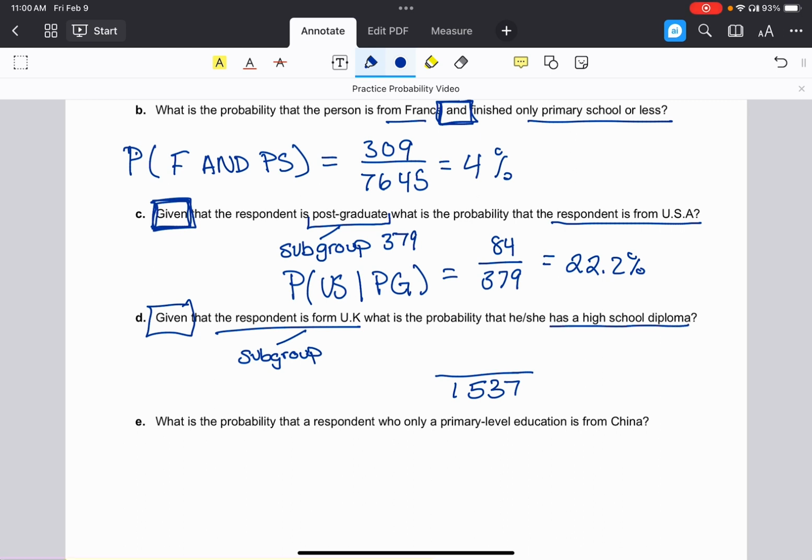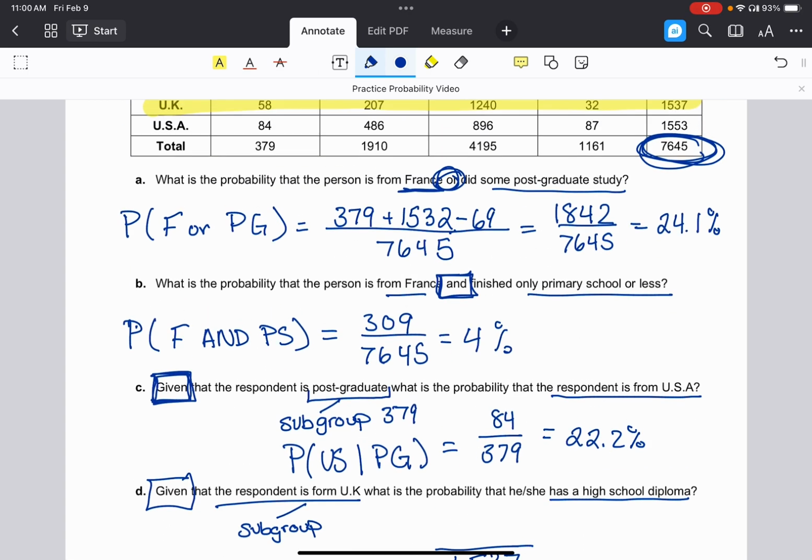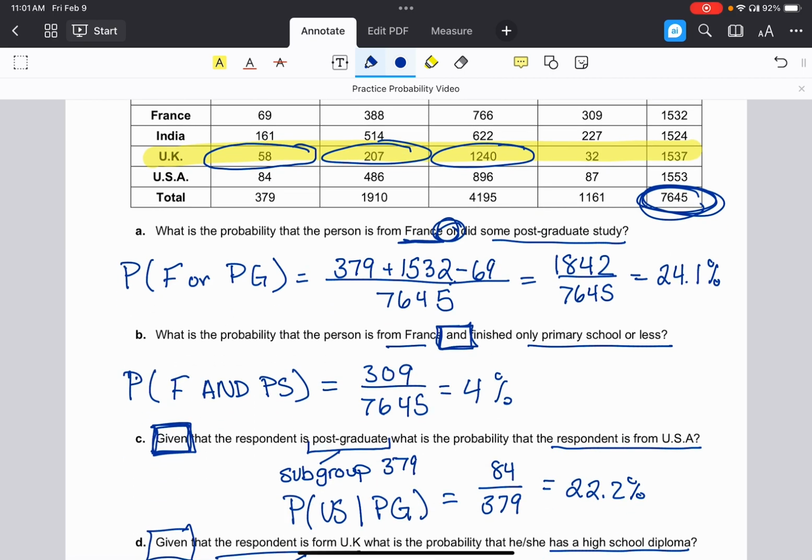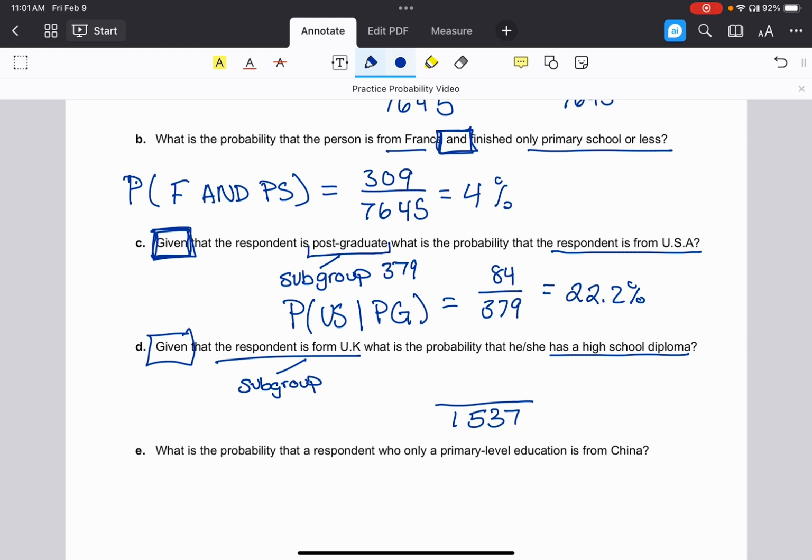Now this one is tricky. And here's the tricky part about it. If you are getting a master's degree, you have a high school diploma. So my postgraduate group all has a high school diploma. If you are in college, you also have a high school diploma. And saying that you completed high school means you also have a high school diploma. So 3 of my 4 columns all involve high school diplomas. It's only the people with primary school or less who don't have that high school diploma.